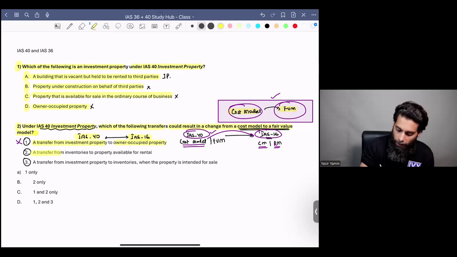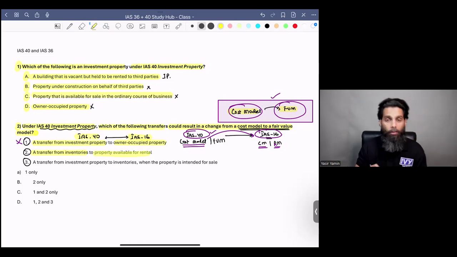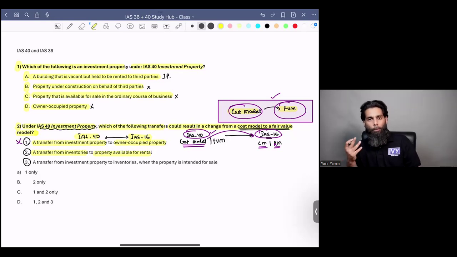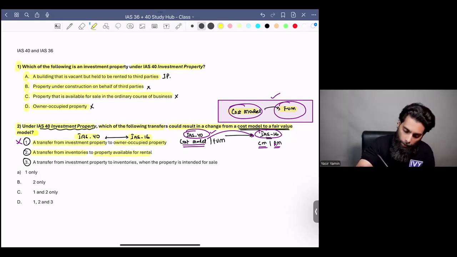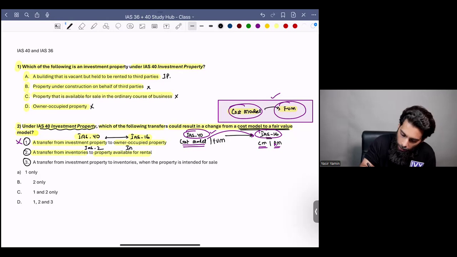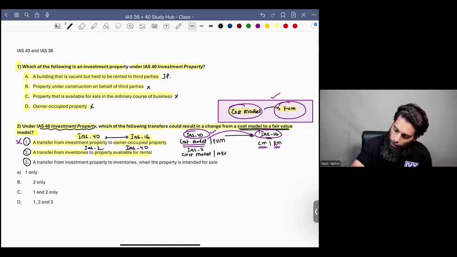A transfer from inventories to property available for rental. So you had a property which was held as an inventory to be sold to another customer, but later on you decided that you are not going to sell that property entirely to a customer, rather you are going to rent it out. So you are technically shifting from IAS 2 to IAS 40. Now, under IAS 2, there are two models. One is cost model or CM, and the other is NRV. And when you go to IAS 40, there are two possible models, cost model and fair value model.